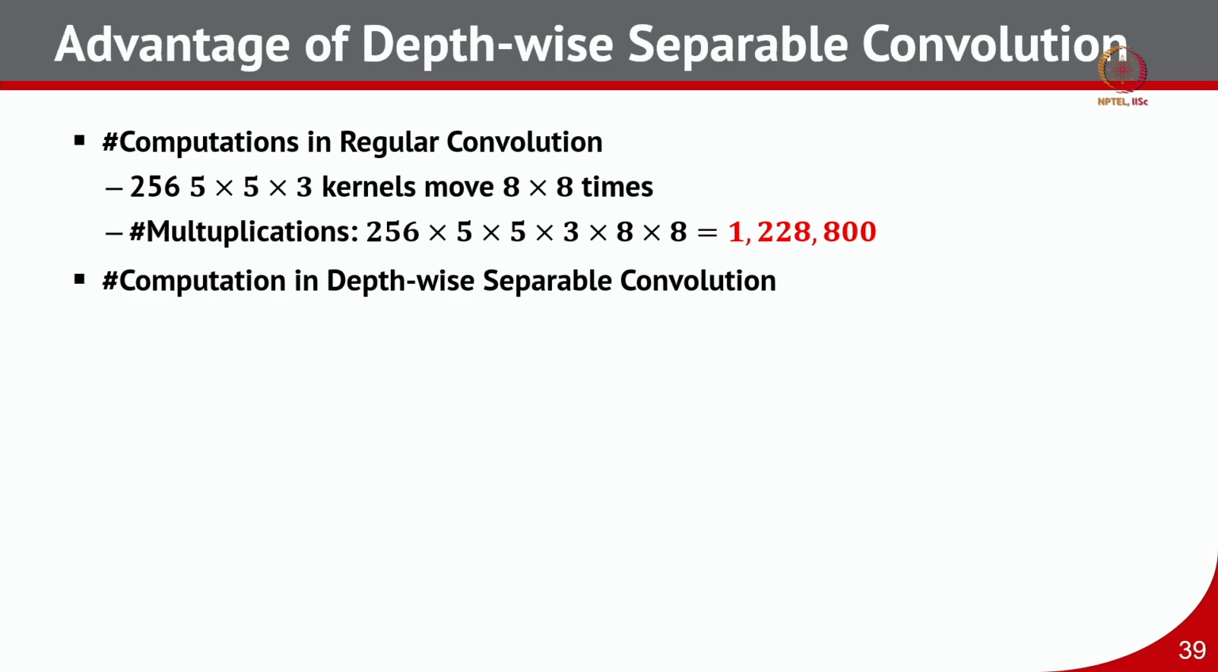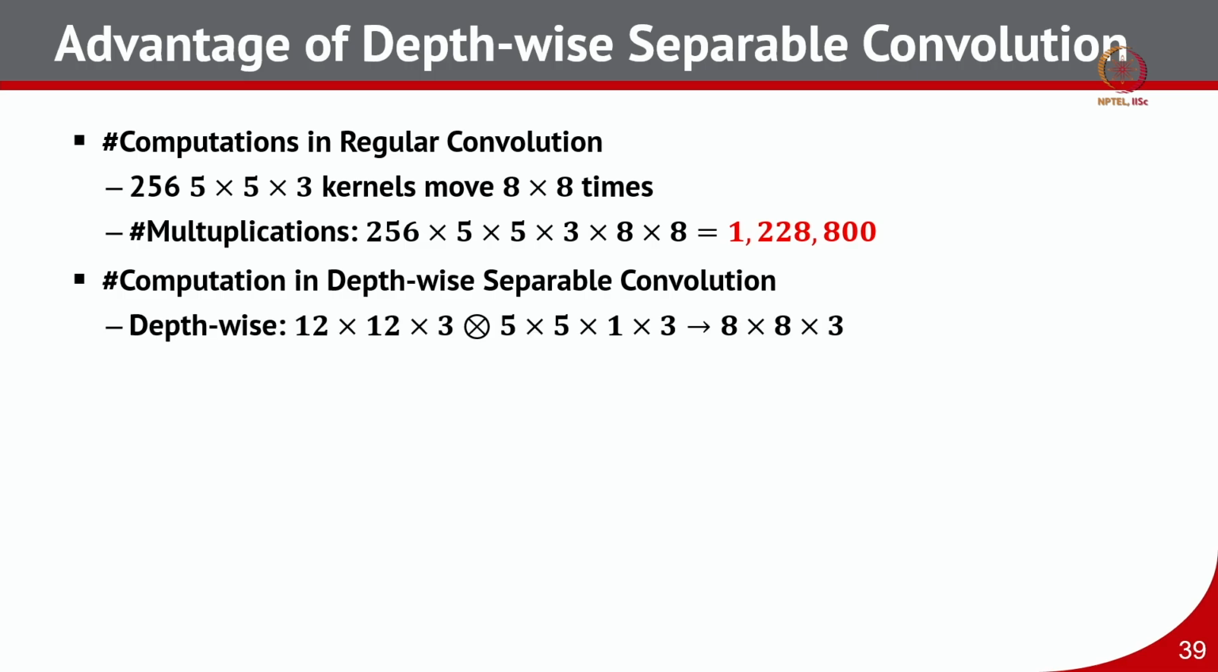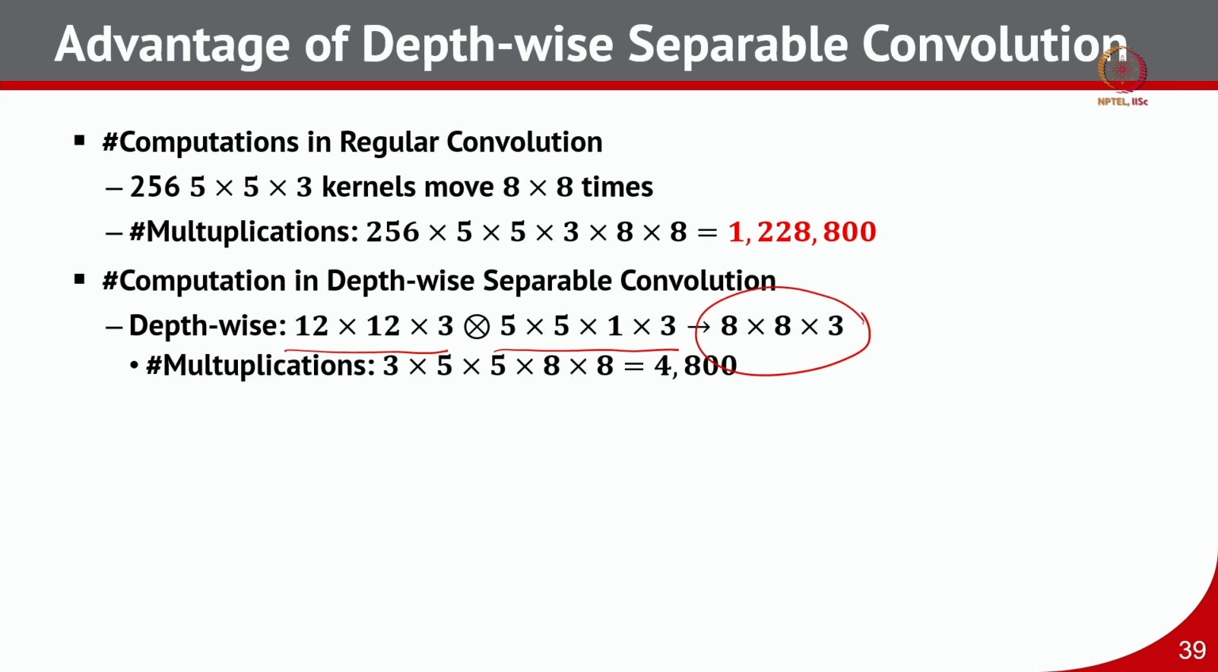As a reminder, depth-wise separable convolution has two steps. First step is depth-wise convolution, where this 12 by 12 by 3 is getting convolved with 5 by 5 by 1 by 3 to produce this 8 by 8 by 3, right. Here the number of multiplications is, again, 5 by 5 is the convolution kernel, and then we have 3 channels. All the 3 channels of this 5 by 5 convolution kernel will be moving 8 by 8 times. So, total 4800 multiplications, right.